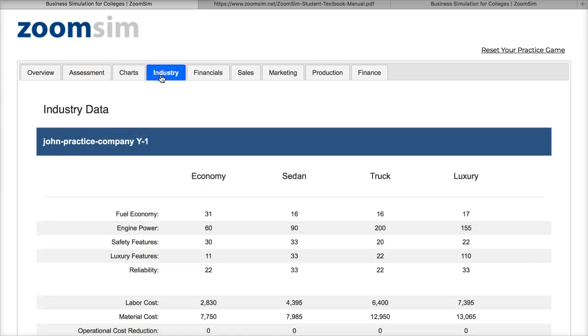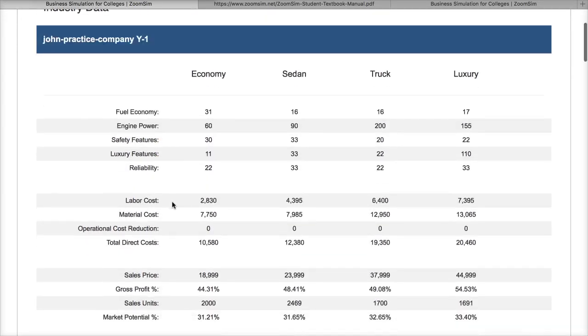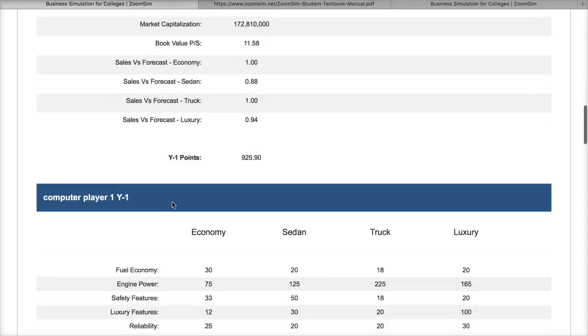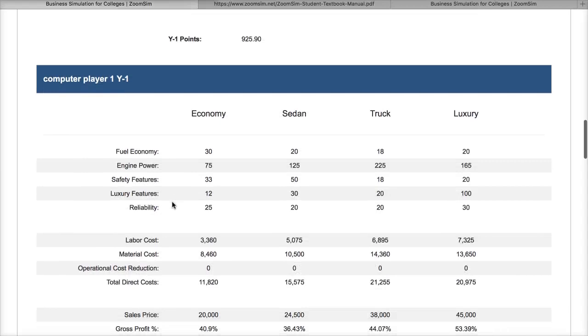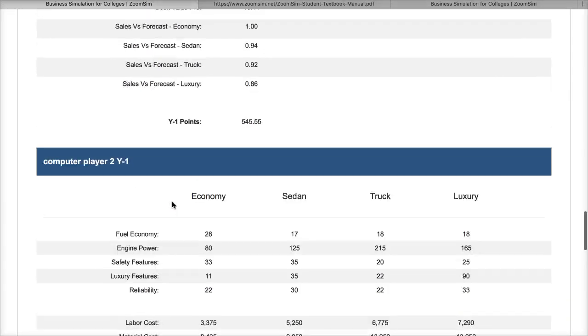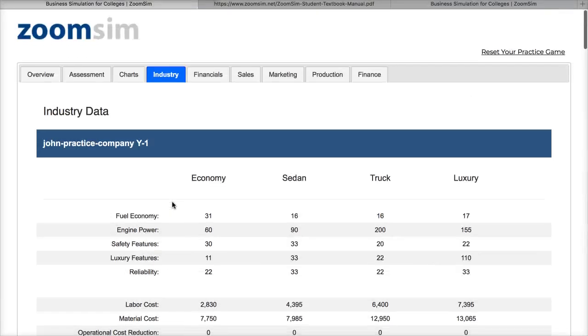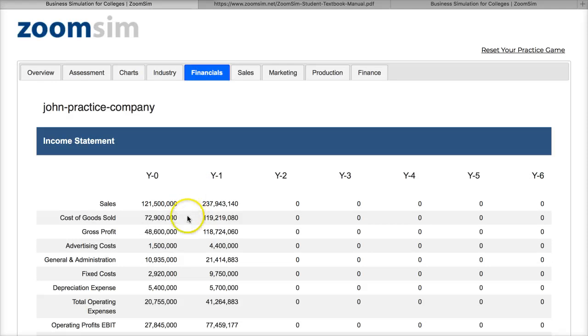Now I move into industry, and this will show me how my decisions and my score did against the competitors. In the practice games, you're just competing against computer players, so you can see what they did and how their results worked out. Financials will back up all the actual financials from year 0 and year 1.